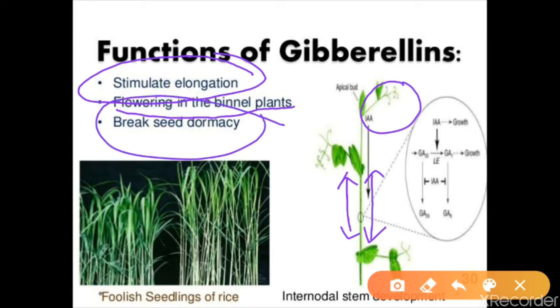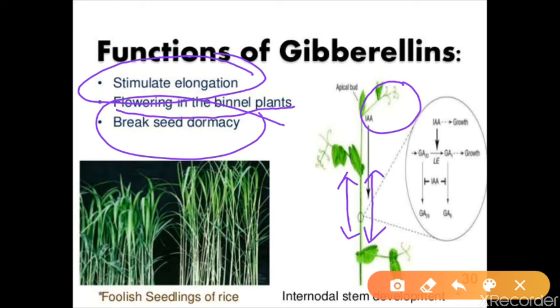Now, break seed dormancy. Here a new term comes. What is meant by dormancy? Actually, dormancy means the inactive state of the seeds. Just like if our guardian tells us to go and bring some seeds from the market, we get the seeds in a packet. When they are in the packet, they are in the dormancy state, the inactive state. But when we put that seed in the soil and give it water, after some days we will see that they have broken their dormancy and started growing. This is called dormancy.